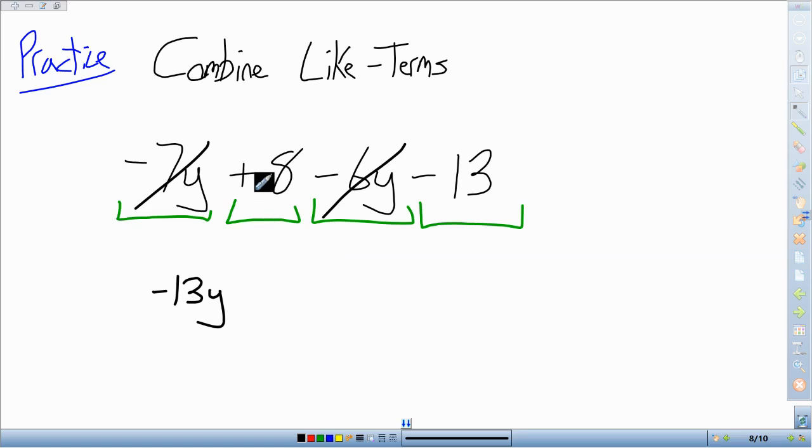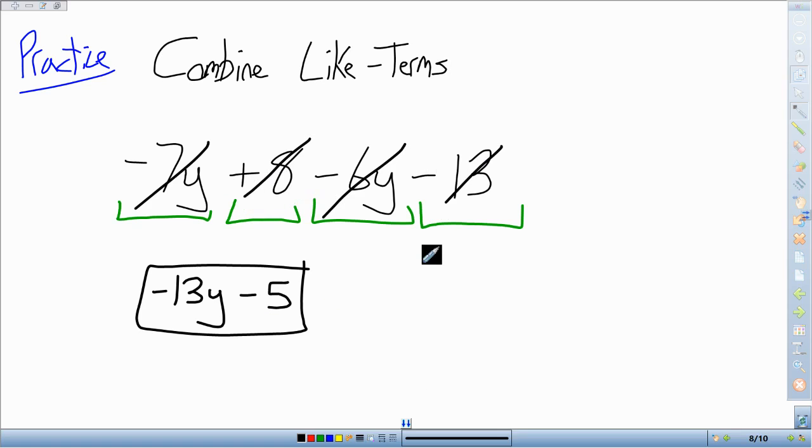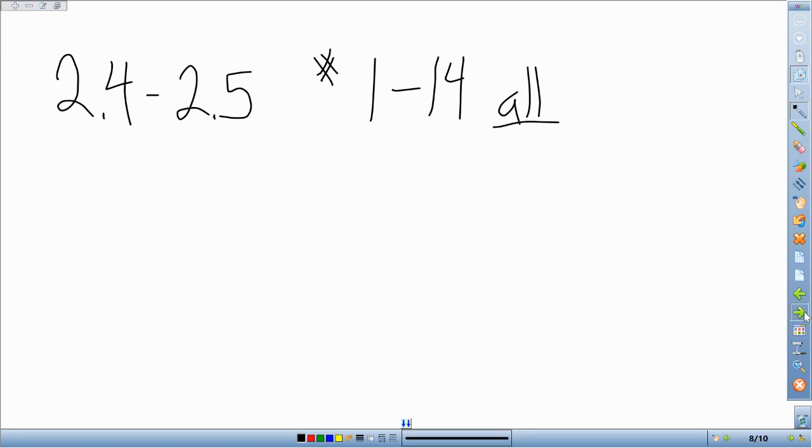Taking a look at my positive 8 minus 13, I can go ahead and do that subtraction, and it looks like I'm going to be getting a negative 5. Last thing, just make sure that your potential final answer only has unlike terms. And it looks like, yeah, I cannot combine these. So there we go. And if you'd like, cross those out. That looks nice.